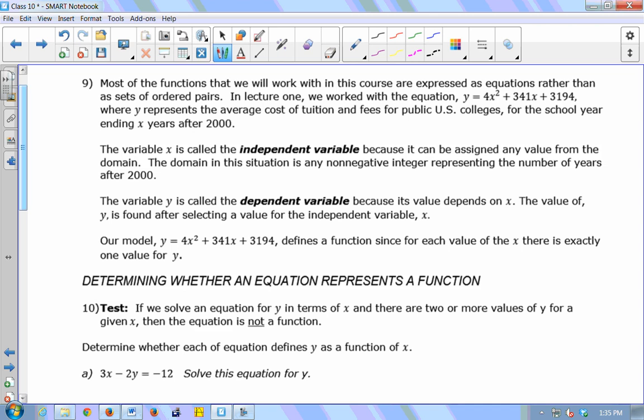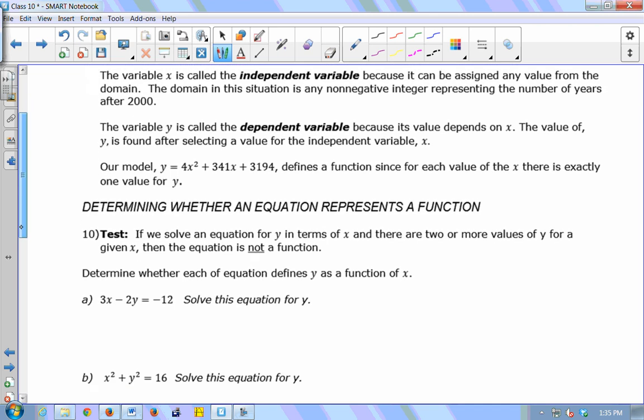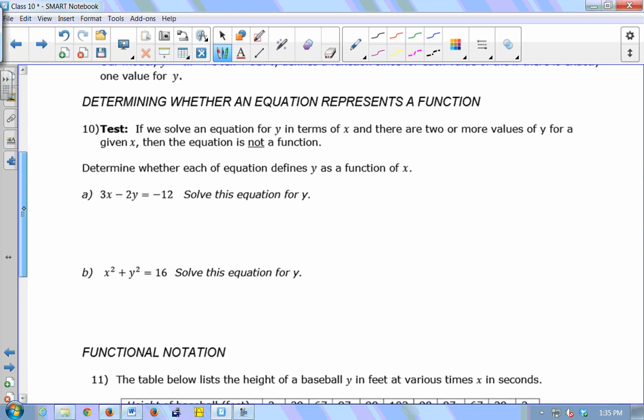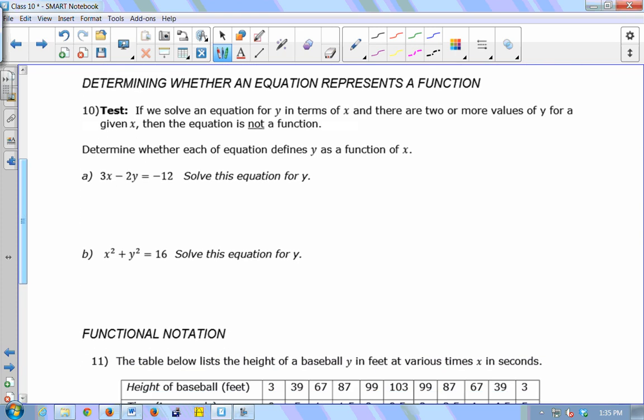And then y is called the dependent variable because y depends on x. You plug the x in and you figure out what y is. So y depends on whatever x you plug in. So you find y after selecting a value for x. So our model defines a function since each value of x gives exactly one value of y. To determine whether an equation represents a function, you have to solve the equation for y. So it has to look like y equals a bunch of other stuff, x's on the other side. And if there are 2 or more values of y for a given x, then it's not a function.